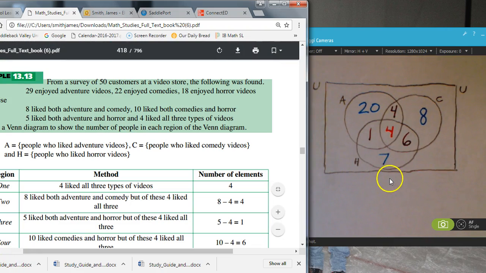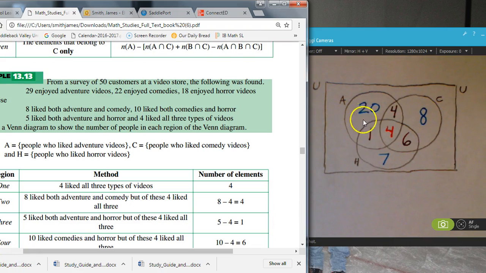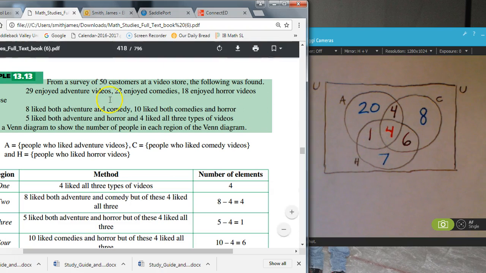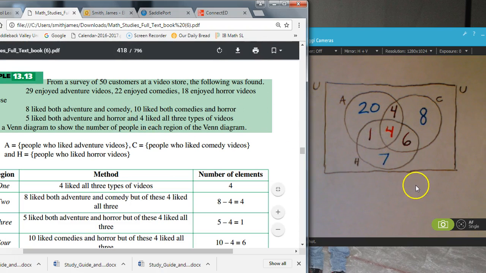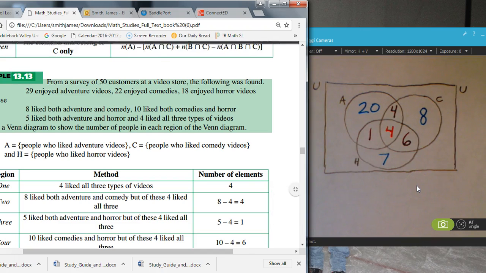So looking at our Venn diagram, let me just remind you of a couple questions that could now follow the scenario that you see right here. So they may now ask you how many people liked exactly 2 types of movies. Well, if you look at the dark purple that I have right here, if you add those 3 dark purple numbers, those 11 people are the people who chose exactly 2 types of movies.